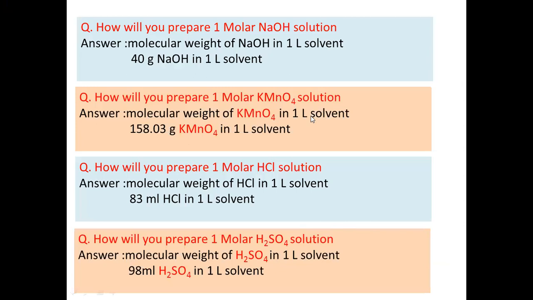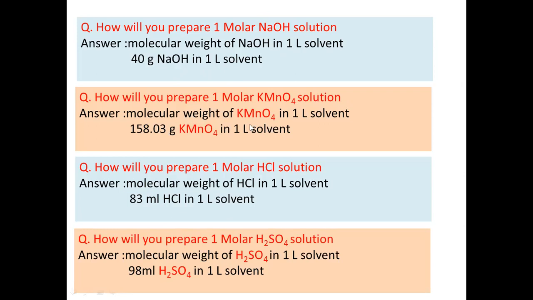So there are some numericals based on molarity. I will prepare a 1 molar NaOH solution. For this answer, we should know the molecular weight of NaOH. The molecular weight of NaOH is 40 grams per mole. So when we dissolve 40 grams of NaOH in 1 liter of solvent, that will correspond to the 1 molar solution.